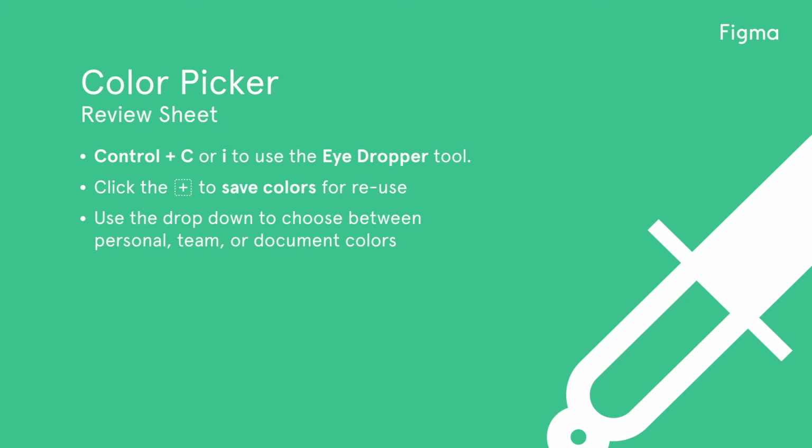Let's review what we've learned. Ctrl-C or I on the keyboard allows you to quickly access the eyedropper tool. Click plus to quickly save colors for reuse. Use the drop-down to choose between personal, team, or document colors.